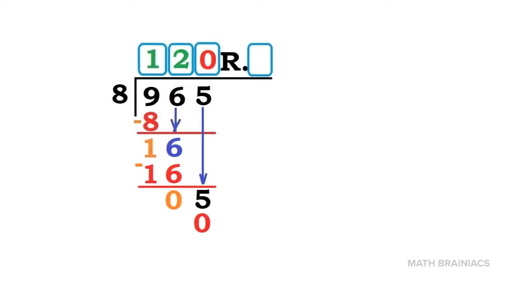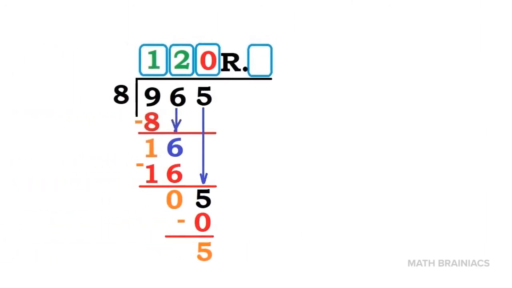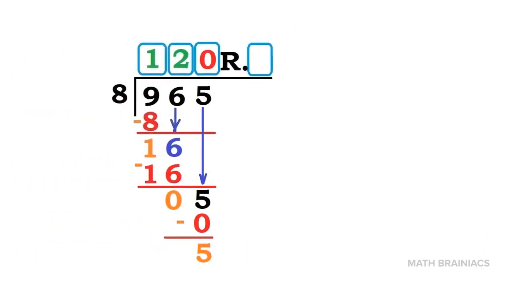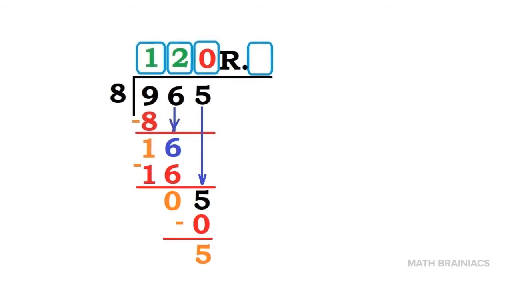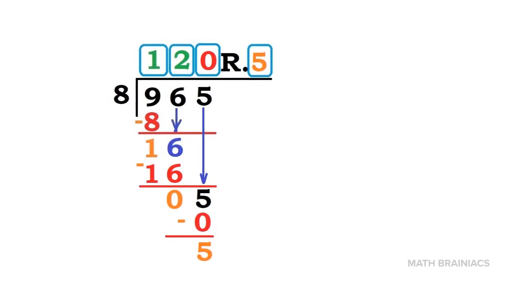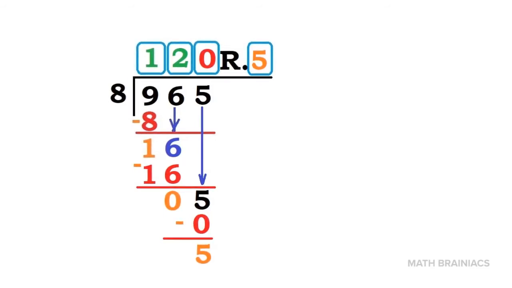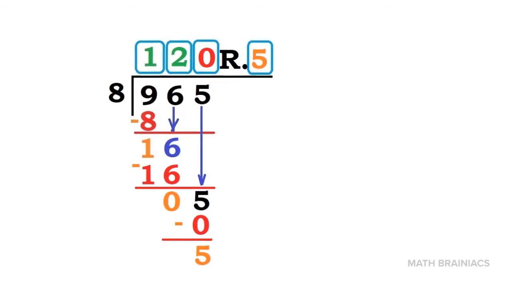Next, we're going to multiply again the quotient 0 with the divisor 8. 0 times 8 will give us 0. Thereafter, we're going to subtract 0 from 5. 5 minus 0 will give us 5. Since all the numbers in the dividend have answers on top of each number, 5 will become the remainder. Accordingly, 965 divided by 8 will give us 120, remainder 5.